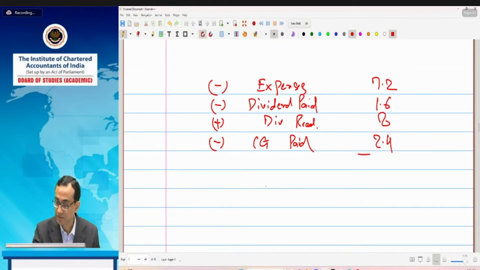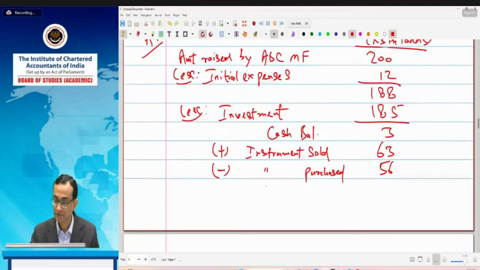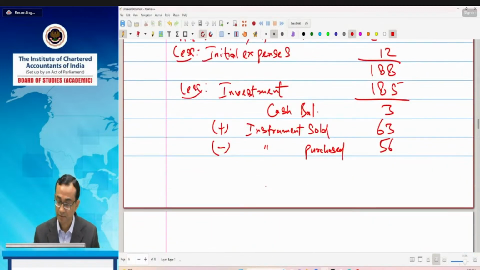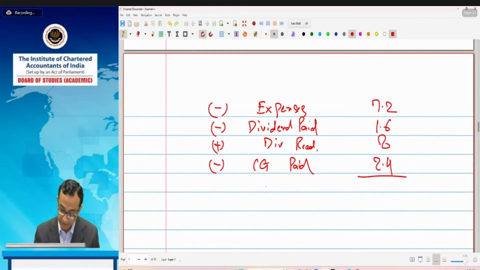So let us calculate all the figures. 3 plus 63 minus 56 minus 7.2 minus 1.6 plus 8 minus 2.4.